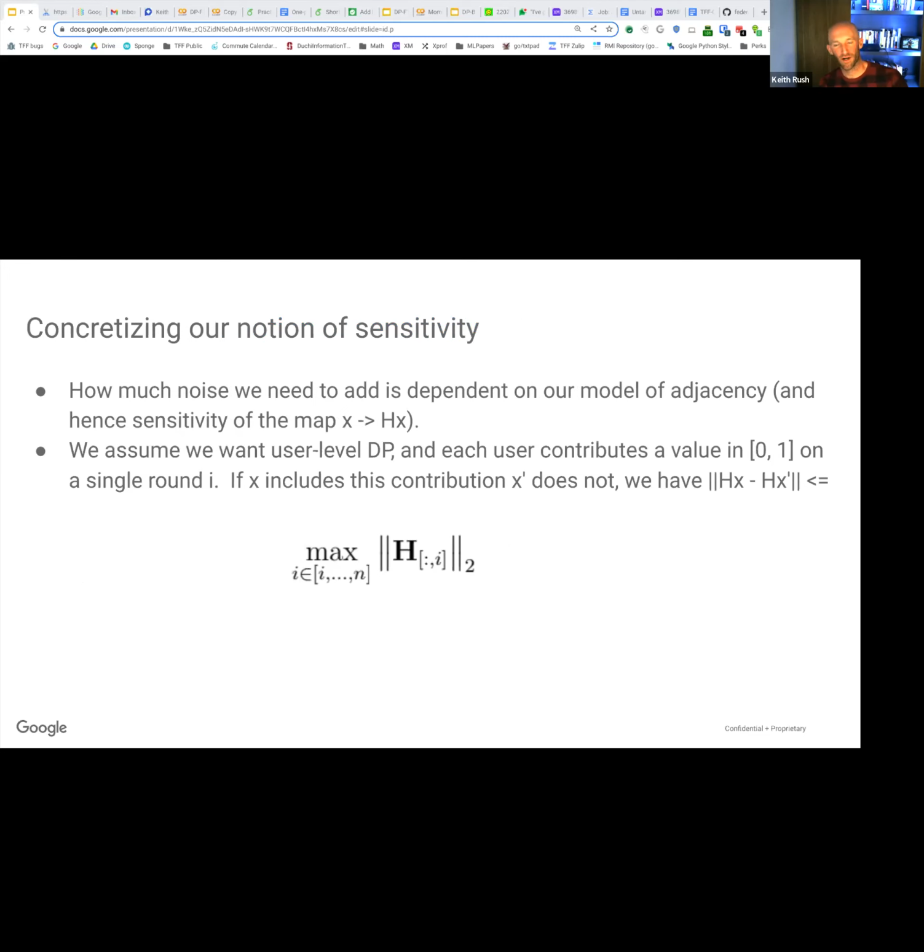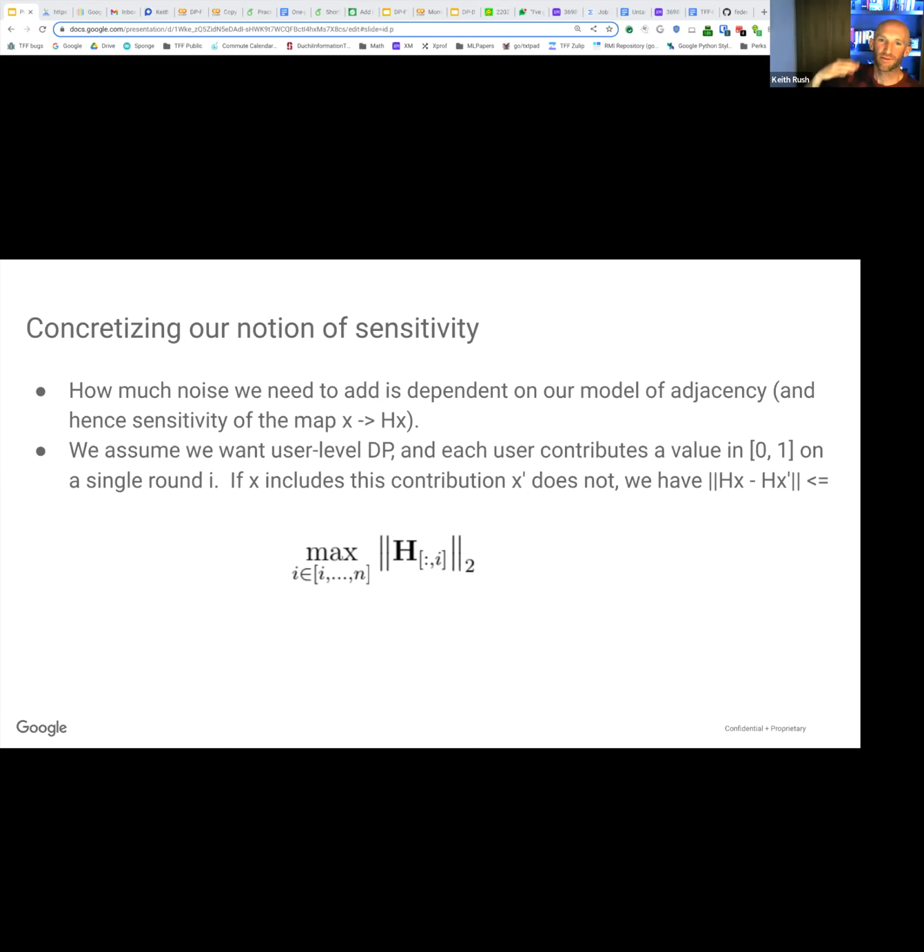So we have some concrete notion of sensitivity that we have to add. This is really analogous to the clip that we were talking about earlier. How much noise we need to add depends on our model of adjacency. So in analogy with DP-FTRL, we assume that we want user-level differential privacy, which in the federated setting essentially corresponds to the rows in the database corresponding to a user's entire contribution instead of a single sentence or whatever. So that's example level versus user level.